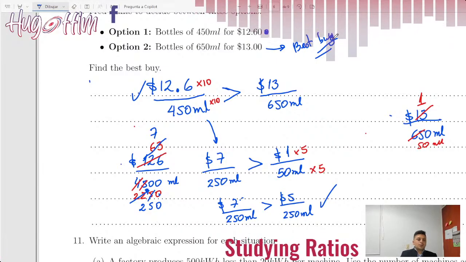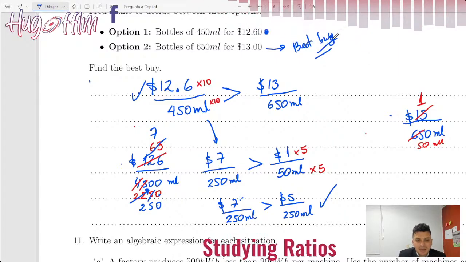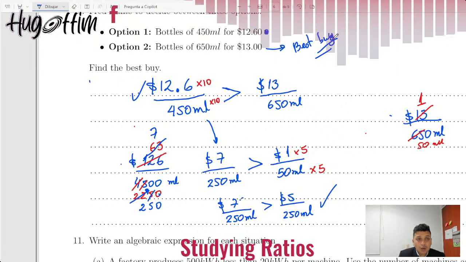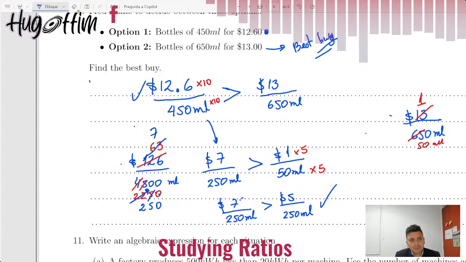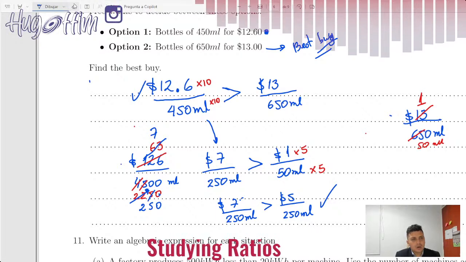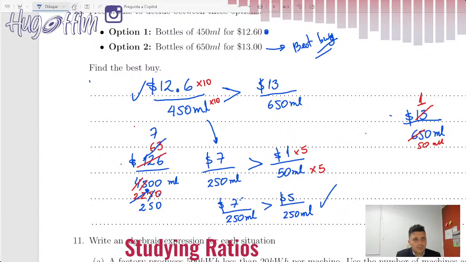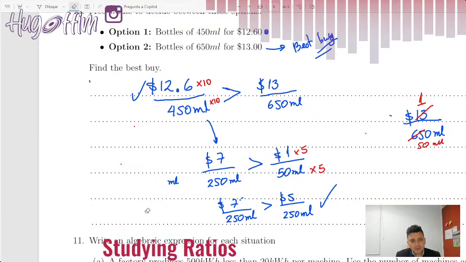Okay, this is option 1. Option 1 is when you simplify the rate, and after you simplify the rate, you compare both fractions. This is option number 1. Now, what happened with option number 2? So I'm going to erase all this stuff. I'm going to erase all of this to apply option 2.